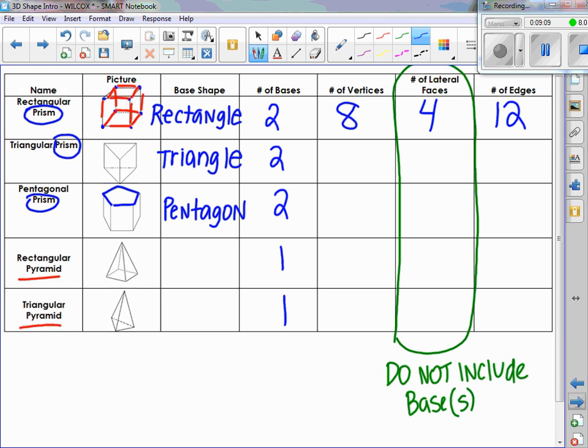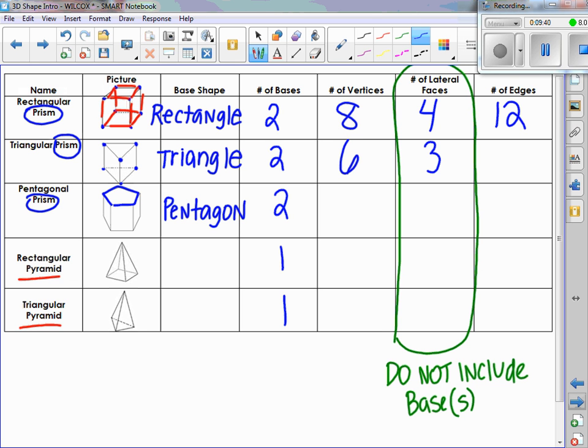Triangular prism, number of vertices. How many corners does my triangular prism have? I have 3 corners on my top triangle and 3 corners on my bottom triangle, so 6. Number of lateral faces. Remember, we are not including the bases, so I do not count my 2 triangular bases. I only want to count how many rectangular sides are around this prism, which is 3.